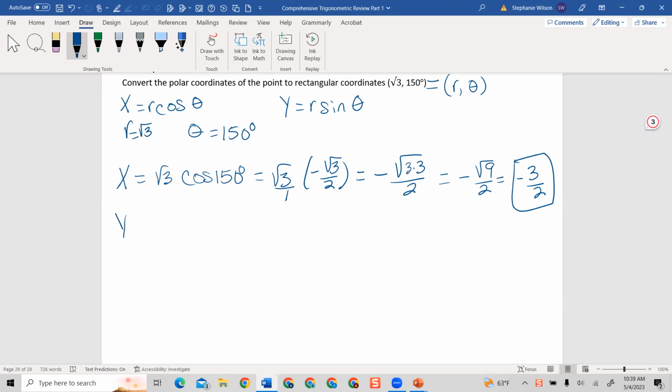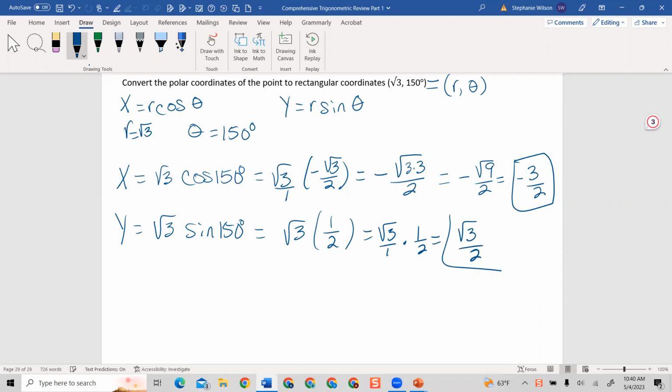Let's find y. Oh, excuse me, we still go back to the formulas. My apologies, guys. y is r, square root of 3, times sine of 150 degrees. So I have square root of 3 times sine of 150 degrees, which is one half. We can say square root of 3 over 1 times that half, multiply straight across, and I get square root of 3 over 2. So I know what y is, and I get negative 3 halves comma square root of 3 over 2. And that is my answer.